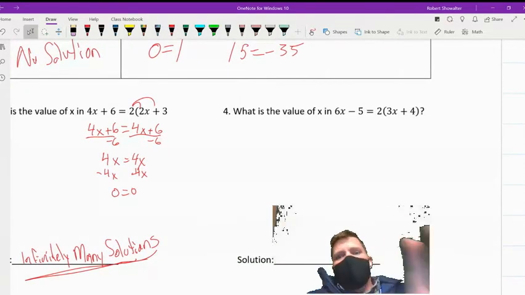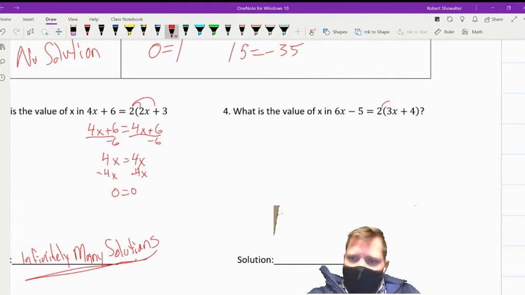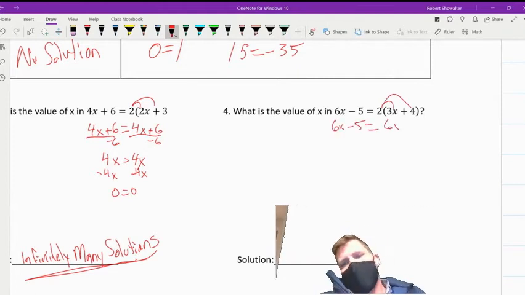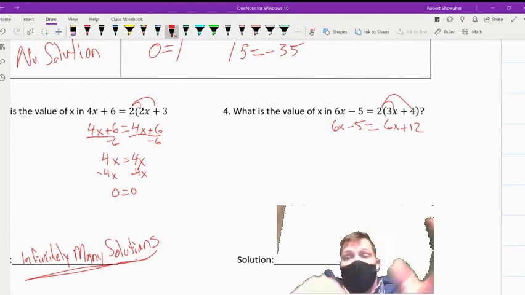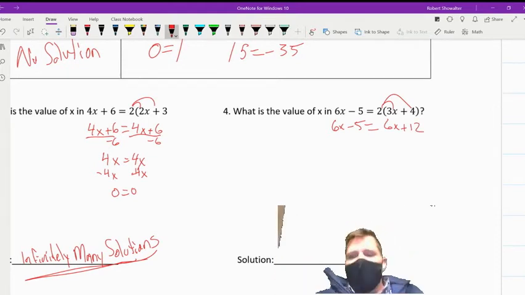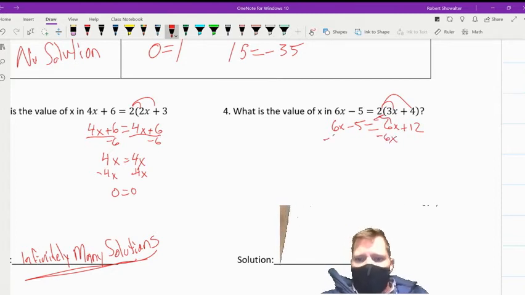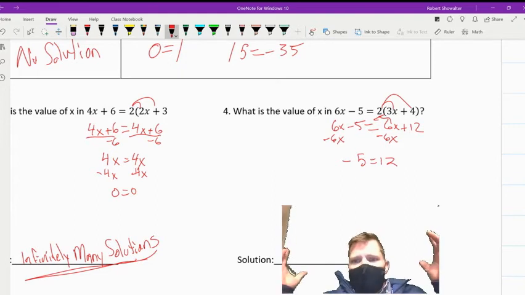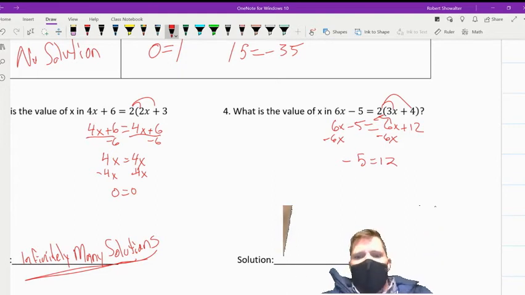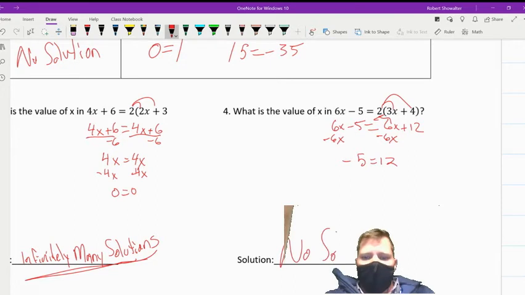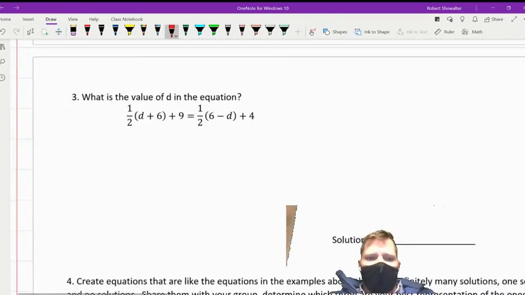Now, if we have another situation like this one, check it out. We're going to distribute: 6x minus 5 equals 6x plus 12, and we go to solve. Collect the variables on both sides. I'm going to move this to the left. Minus 6x, minus 6x. We get negative 5 equals 12. That doesn't match. Since that doesn't match, we have no solution.